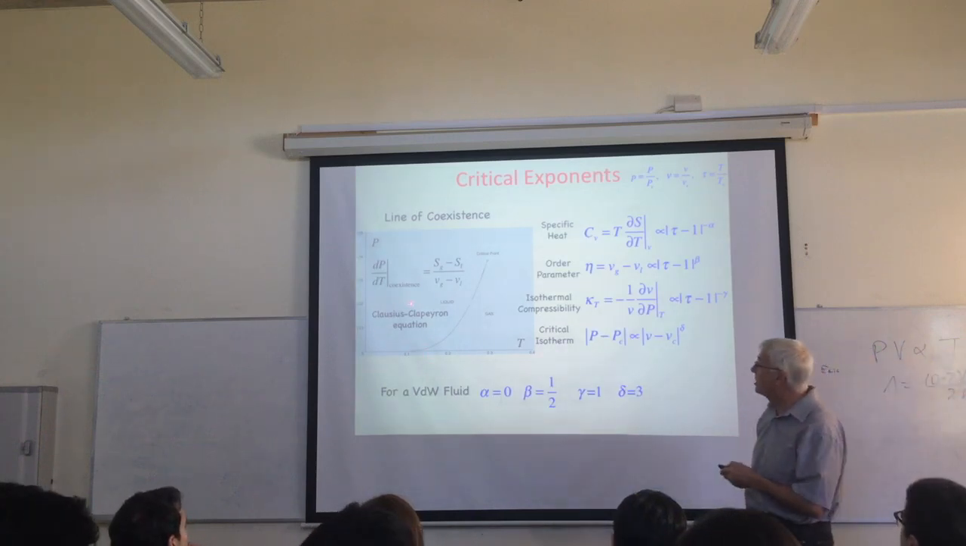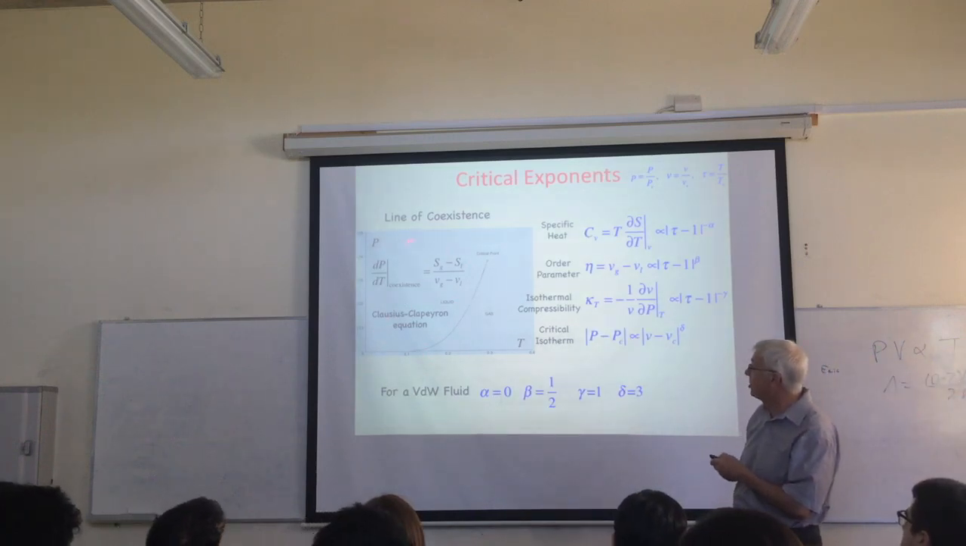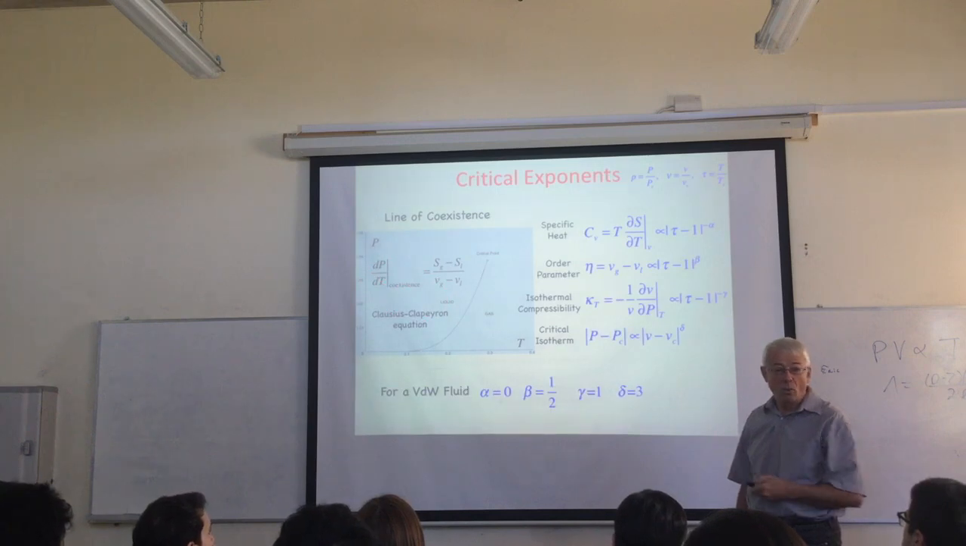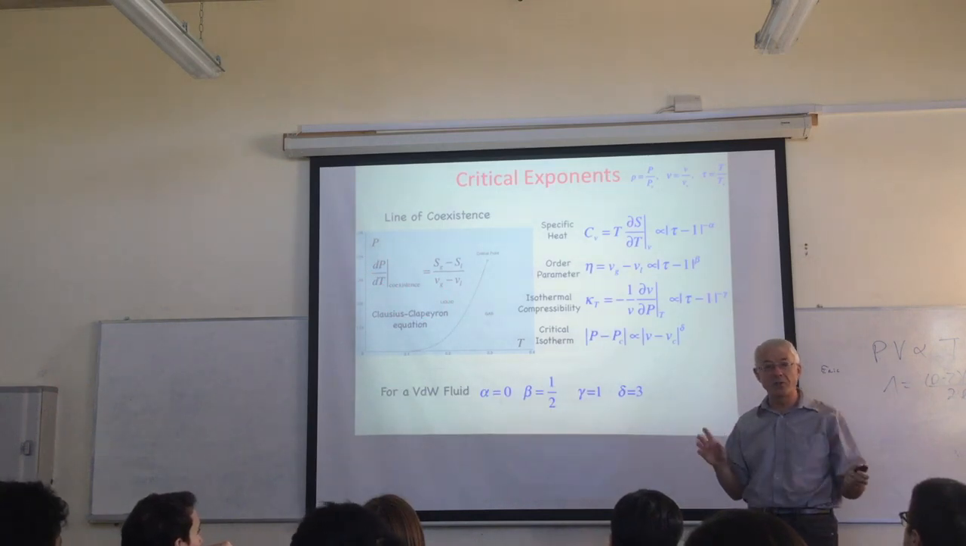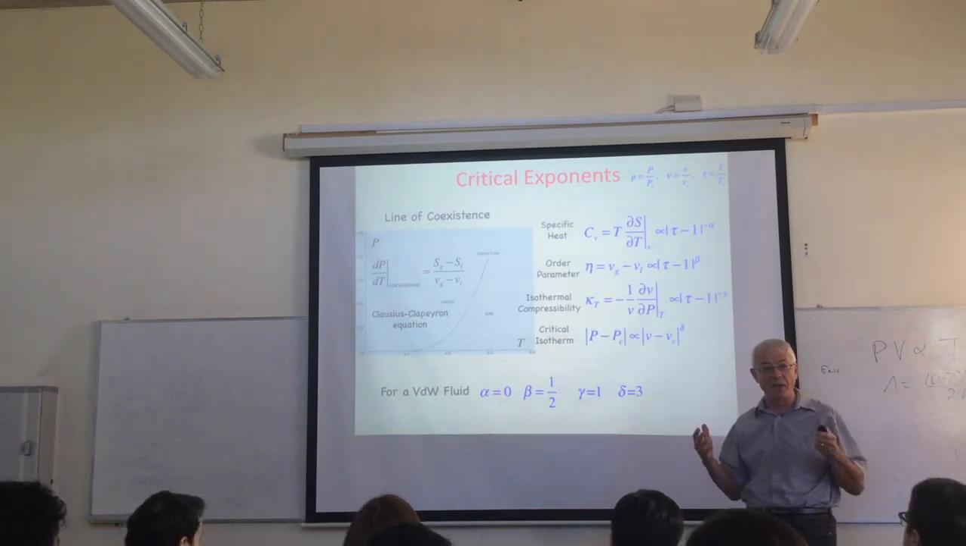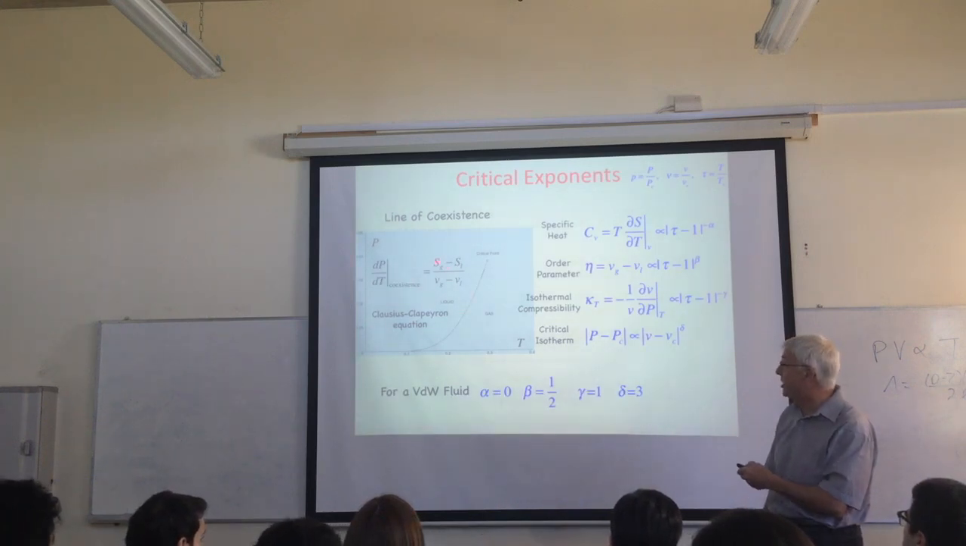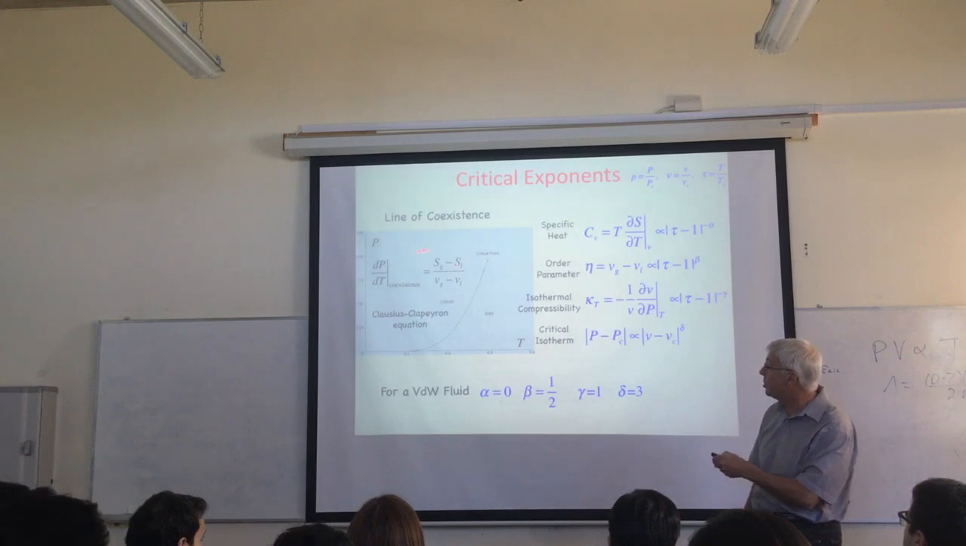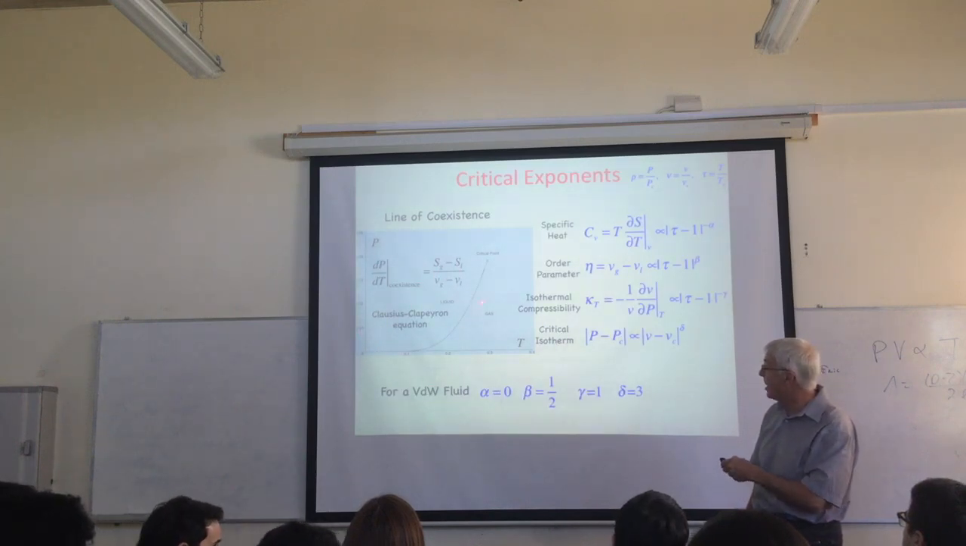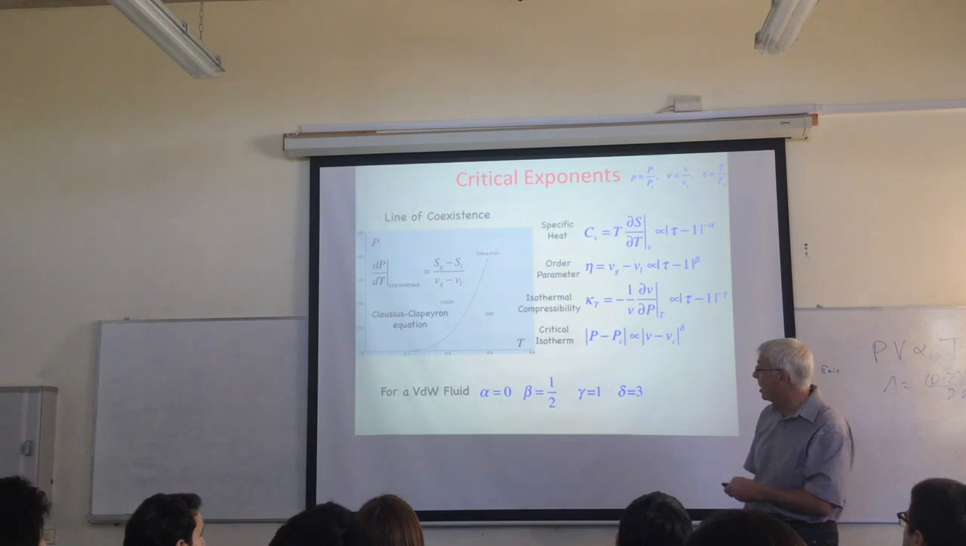The line of coexistence is found by this Clausius-Clapeyron equation, which is the difference between the entropy of the gas and liquid divided by the difference in volumes, not just at criticality, for anything. So you can use this equation to find where this line occurs, demanding it's equal on both sides, and when you hit the critical point, then you don't have this line anymore.